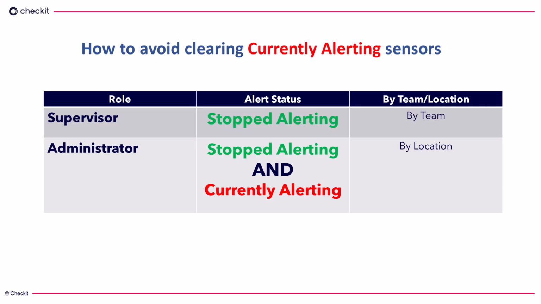This scenario is possible if you have the roles of both supervisor and administrator. The supervisor role gives you access to clear alerts that have stopped alerting by team, whereas the role of administrator gives you the elevated right to clear alerting sensors as well in the View by Location button. Let me show you what I mean.